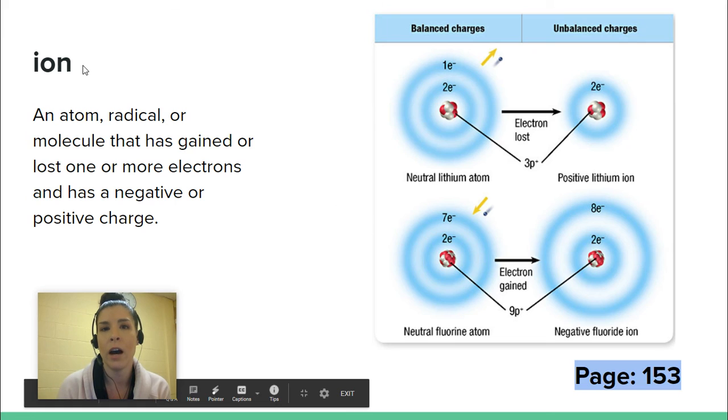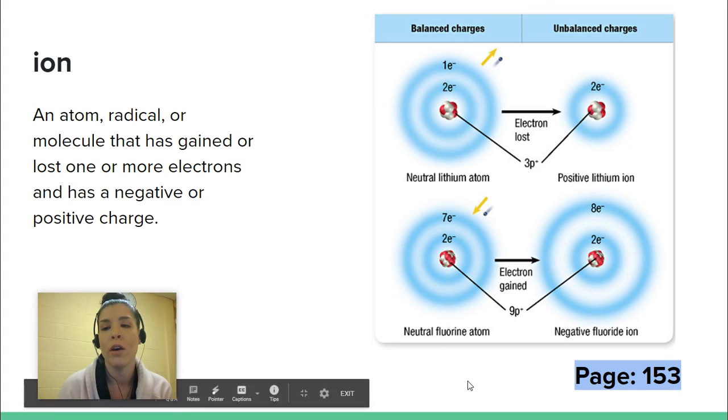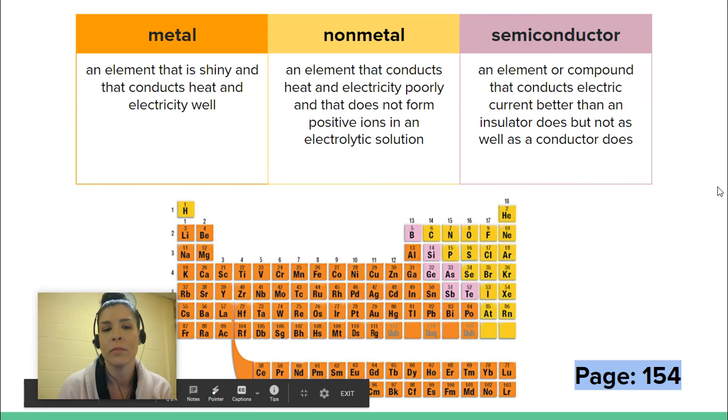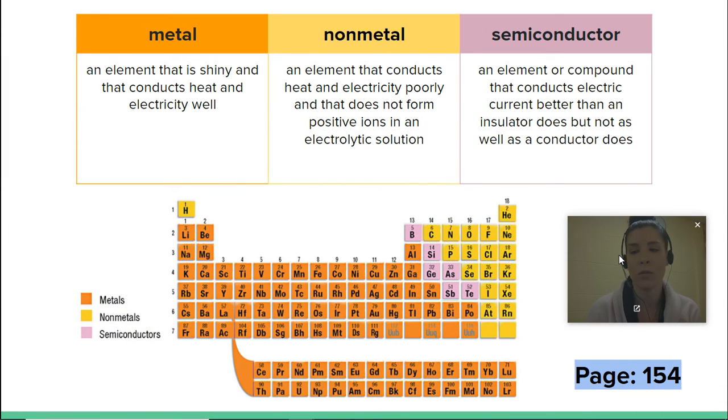Now here, ion, an atom, radical, or molecule that has gained or lost one or more electrons and has a negative or positive charge, found on page 153. Now this will be found on page 154. I put 3 of your vocabularies on one slide.